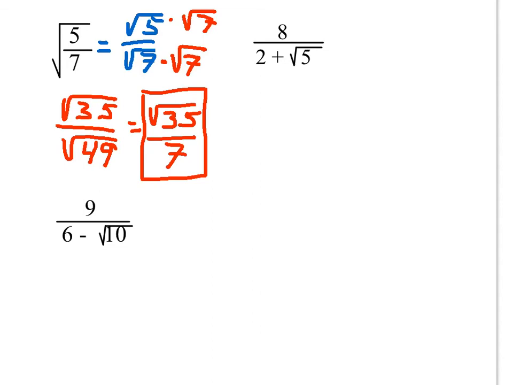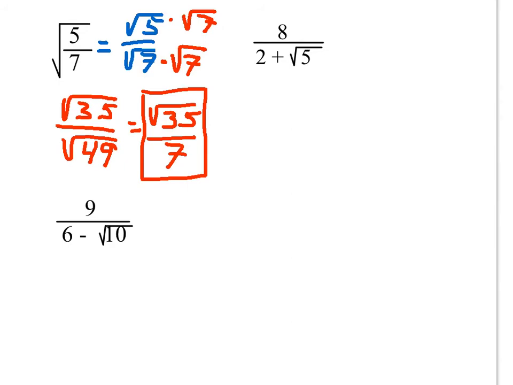We cannot have square roots in the denominators. That is one of those little unwritten rules that you need to keep in mind. Now, over here on the right, we have 8 over 2 plus the square root of 5. We can't just do the same trick we did before with multiplying top and bottom by the square root of 5, because it doesn't get us anywhere.